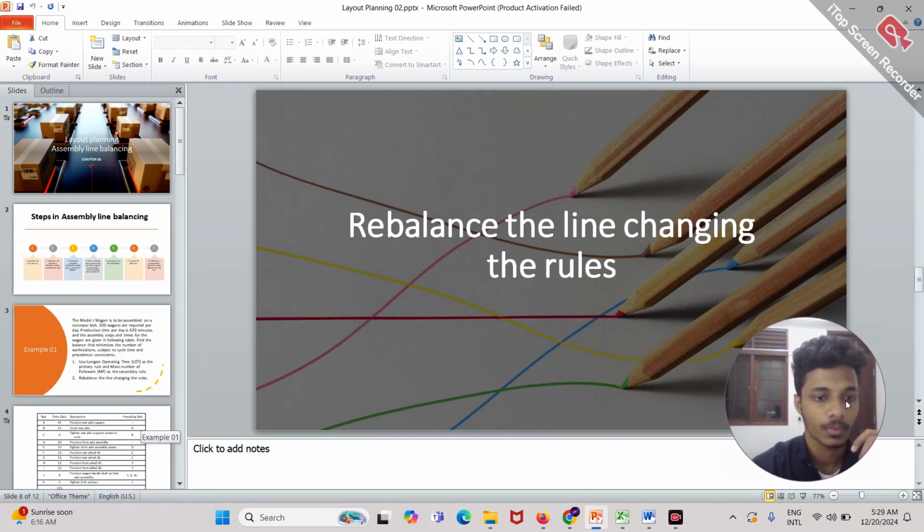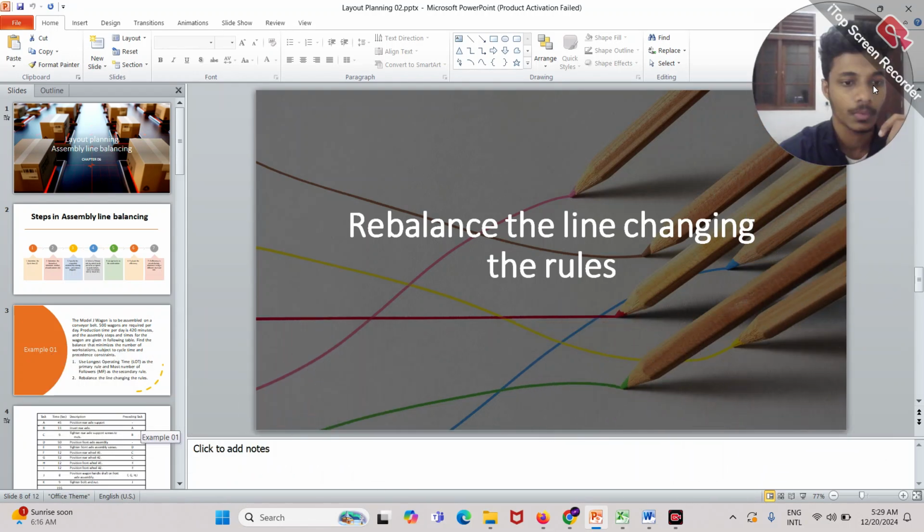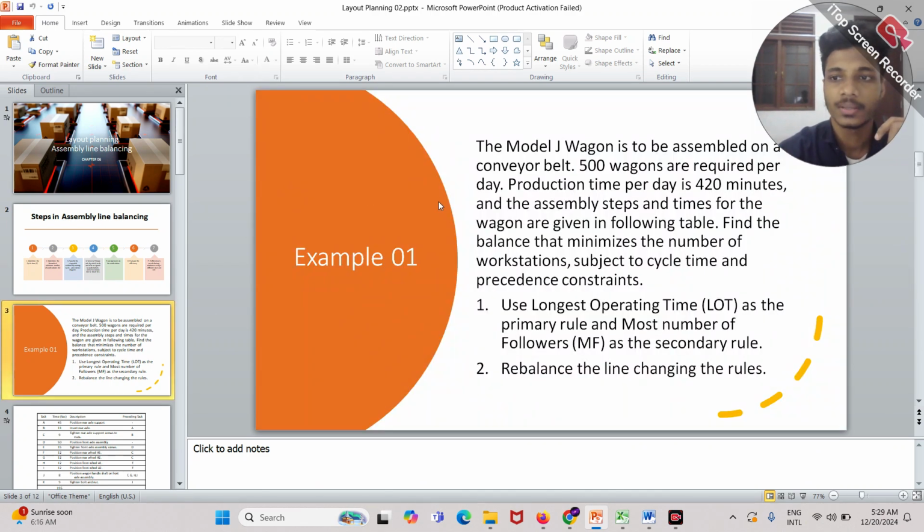So yeah, this one is the question. The model is assembled on the conveyor, and 500 widgets are required per day of production. You can take a screenshot or whatever you want. Then what you have to consider is to use longest operating time, LOT, as the primary rule and most number of followers.